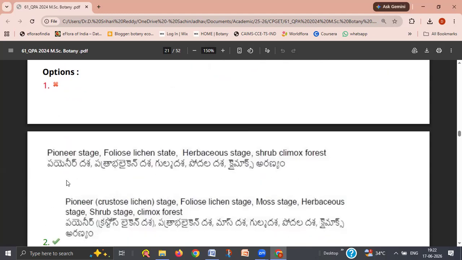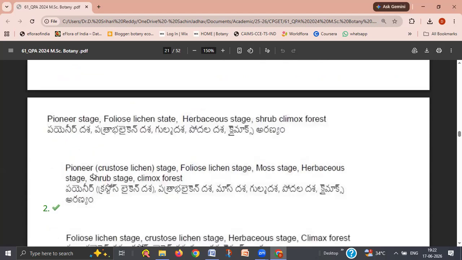So here they give the pioneer stage, foliose lichen stage, herbaceous stage, shrub, climax forest. So these are the sequence of the steps given here. In the second option they give pioneer or crustose lichen stage, foliose lichen stage, moss stage, herbaceous stage, shrub stage, and climax forest. So it is much better than the first option, because in the first option the moss stage is absent, the moss stage is missing.